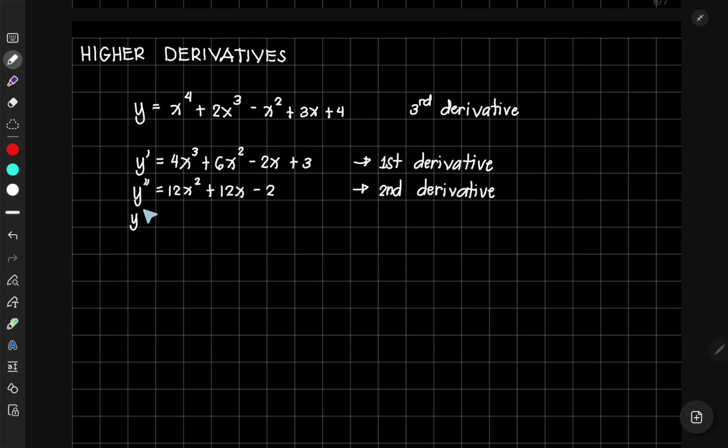So, for the third derivative, that is y triple prime. So, this would be equal to, 2 times 12, that is 24. So, x raised to 2 minus 1 is 1, kaya 1 lang yan. So, plus, 12x, derivative of 12x is 12. And then, derivative of negative 2 is 0. So, ito na yung hinahanap ng ating problem, which is yung third derivative niya. So, this is the third derivative.